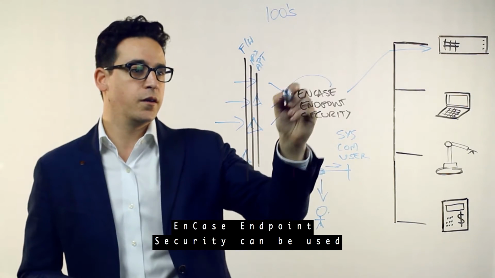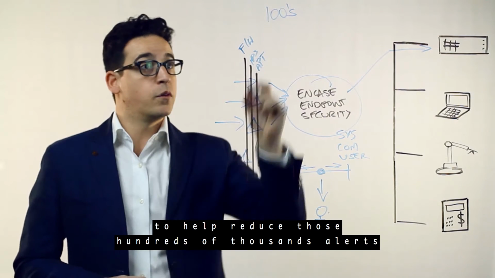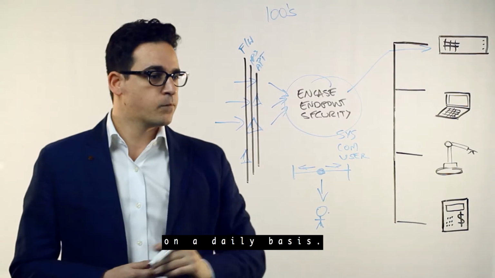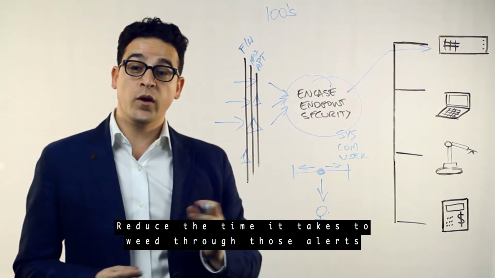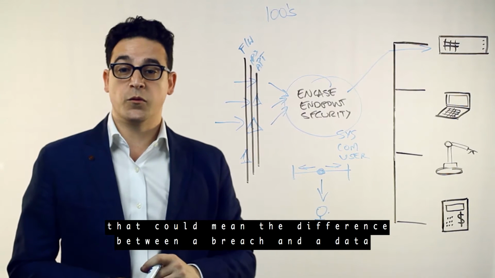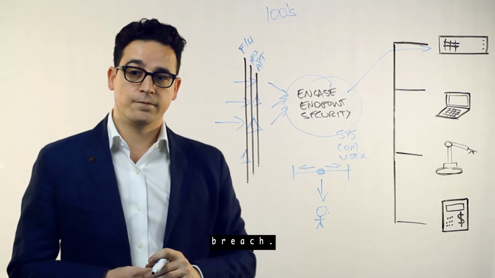EnCase Endpoint Security can be used to help reduce those hundreds of thousands of alerts on a daily basis, reduce the time it takes to weed through those alerts and identify those true positives that could mean the difference between a breach and a data breach.